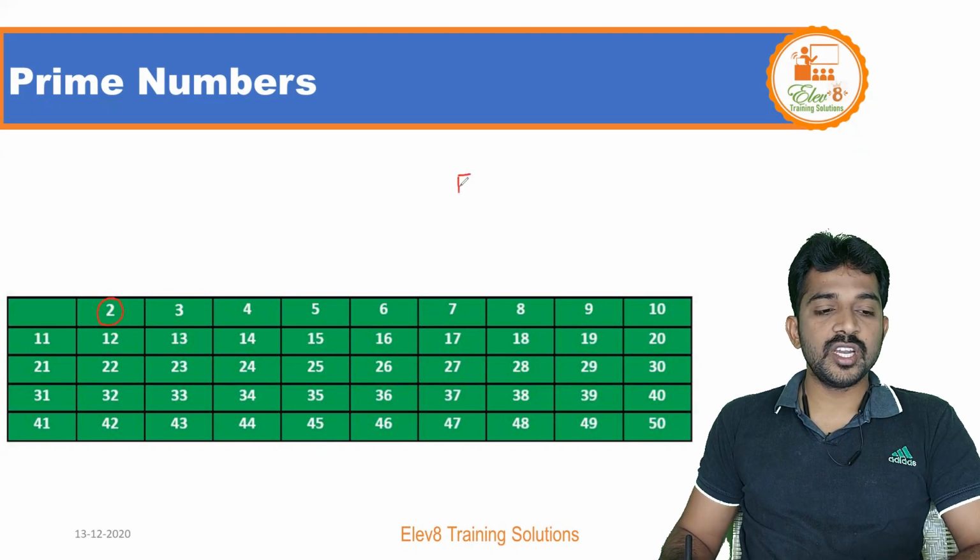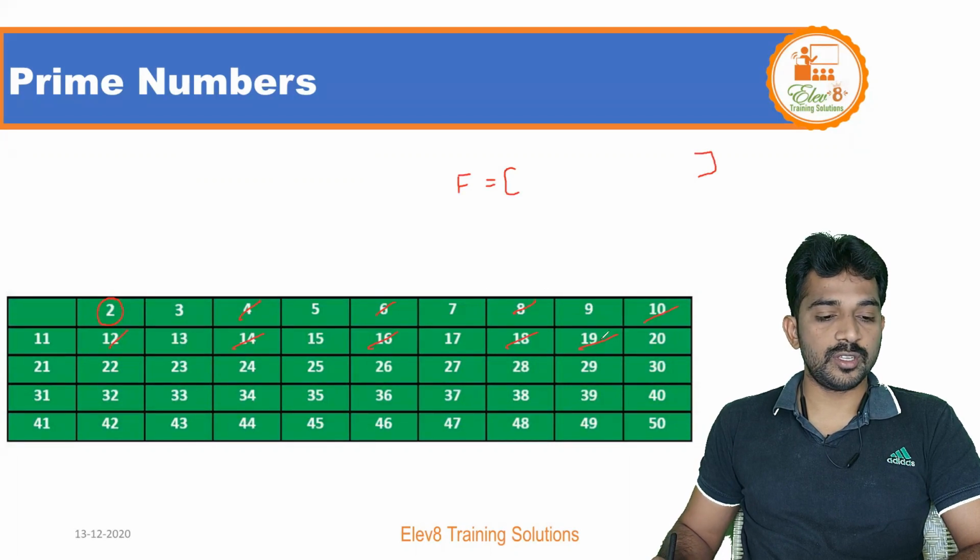Initially, I take the one false list, right? From that point, I'm going to take all the multiples of 2. So all the multiples of 2 I'm going to cancel, right? So 12, 14, all even numbers. So 20, right? 22, 24, 26, 28, 30, 32, 34, 36, 38, 40, 42, 44, 46, 48, 50, right?